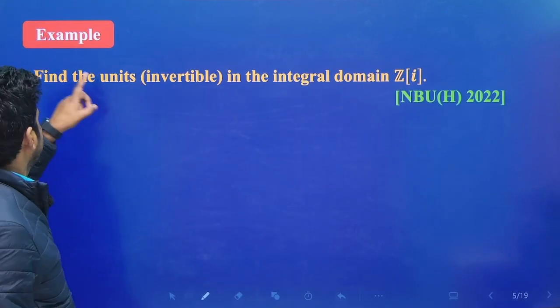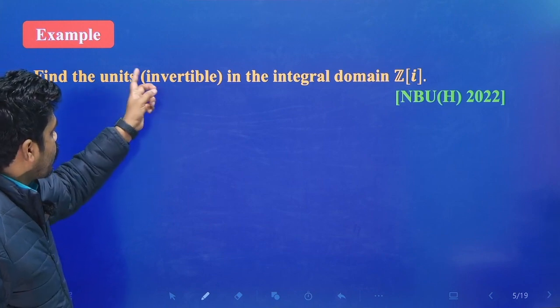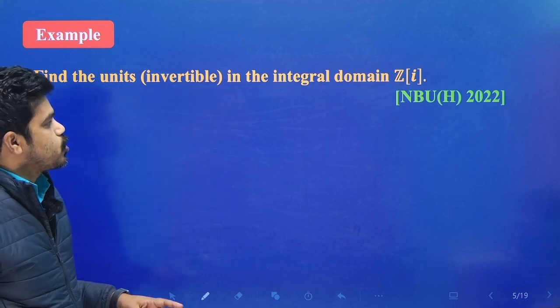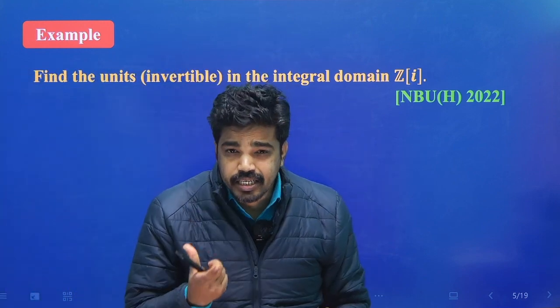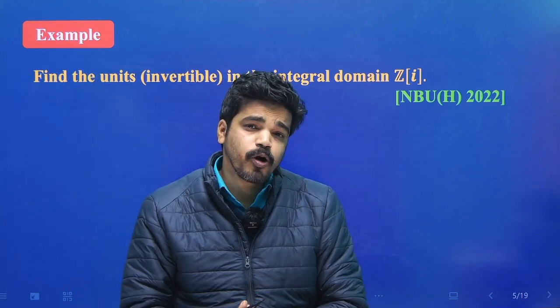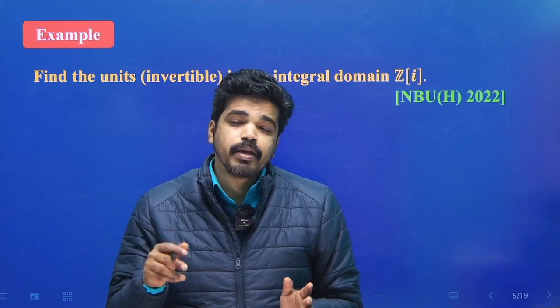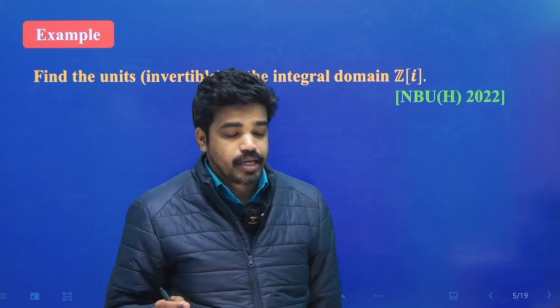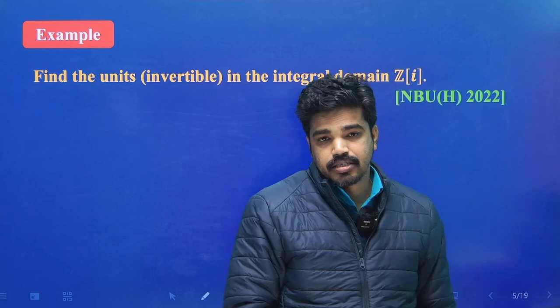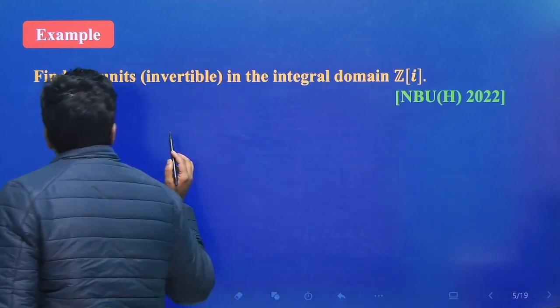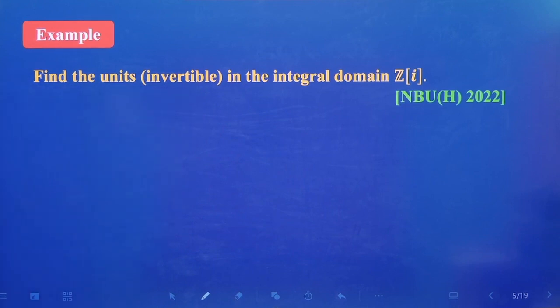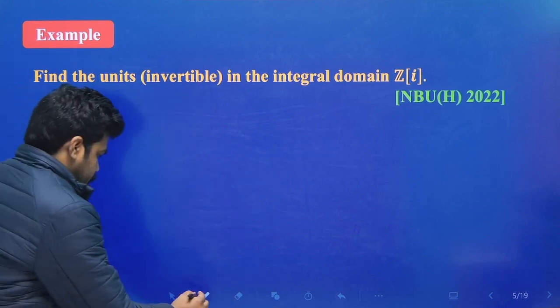note this question. Find the units or invertible elements in the integral domain Z[i]. Z[i], that is, it is the Gaussian integers. What form will the elements of Z[i] have? Complex numbers, that is a plus ib, where a and b are integers. Okay, so note this question. Find the units or invertible elements in the integral domain Z[i]. Okay, answer.